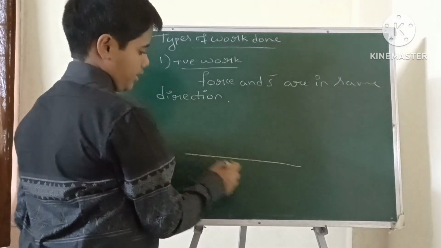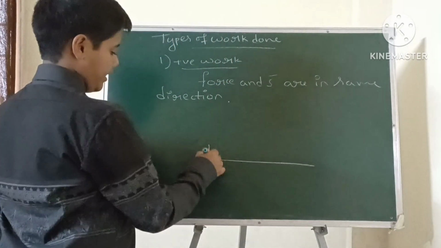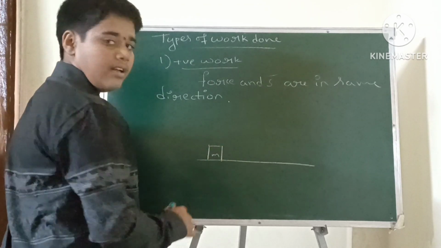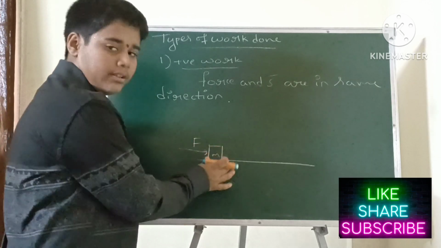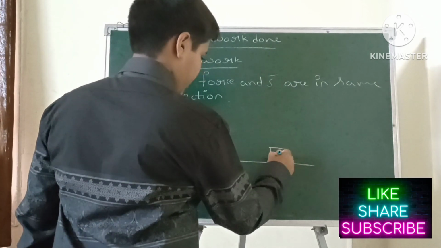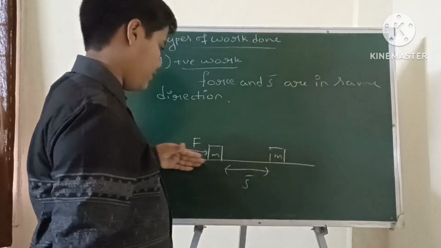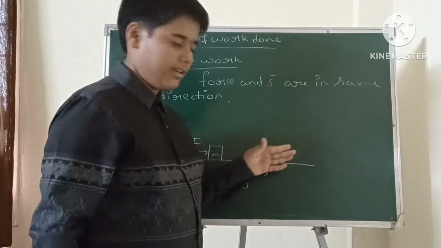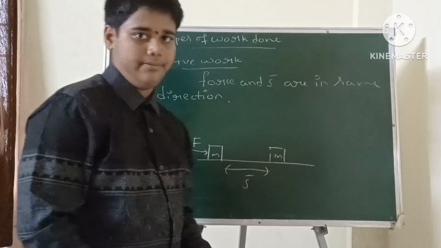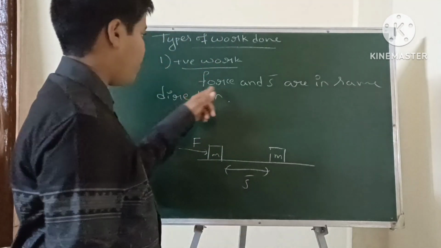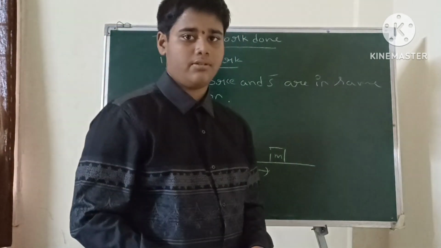Here this is the ground, and here is an object, and I push it with some force. I apply force on this object and it displaces some distance. Here the force is in one direction and the displacement is also in the same direction. So these are in the same direction, so positive work is done. When force and displacement are in the same direction, positive work is done.